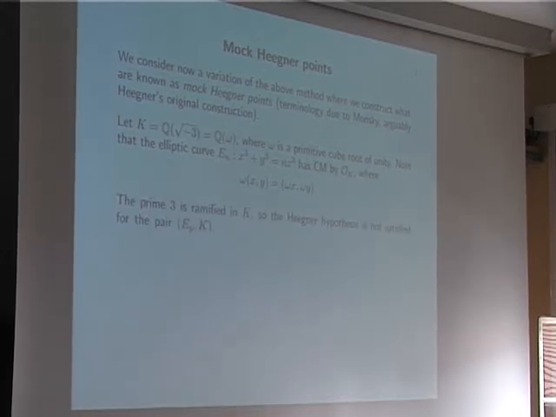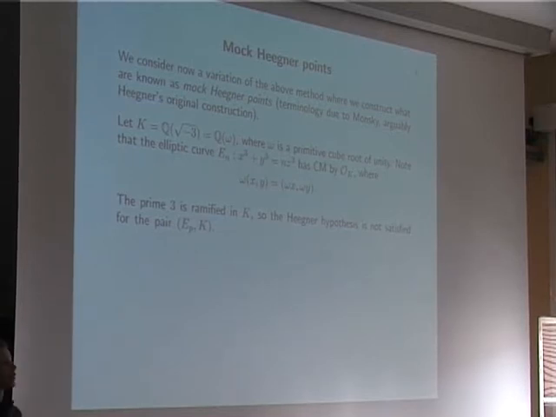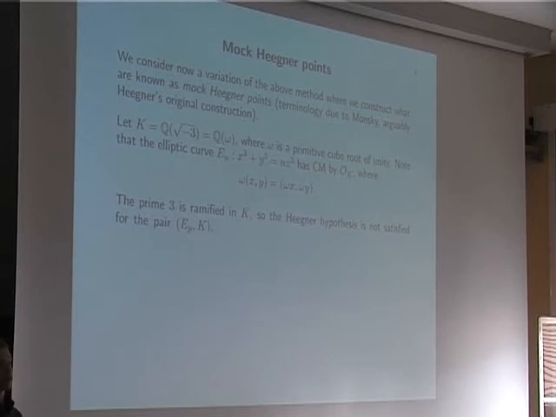And here, okay, so the prime 3 is ramified in K. That means the Heegner hypothesis is not satisfied. So 3 is not split in K. It's ramified. Okay, so that means we do not have a Gross-Zagier theorem, at least as it's been stated so far.